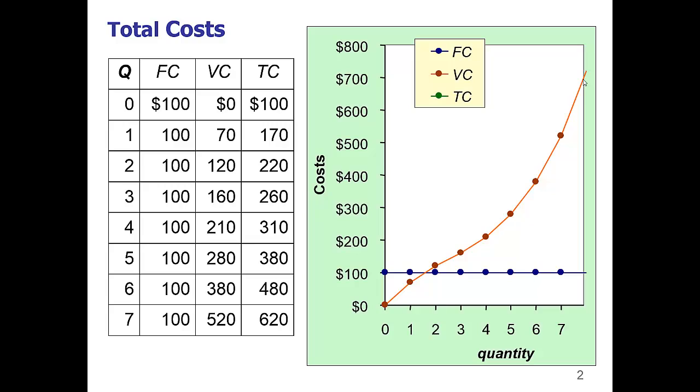Your total cost is the summation of the two, the summation of fixed and variable cost, and if we plot that, it must lie above the variable cost, and at any given quantity, whether it's 5 units, whether it's 6 units, or 7 units, the difference between the total and the variable cost is the fixed cost. It's always $100.